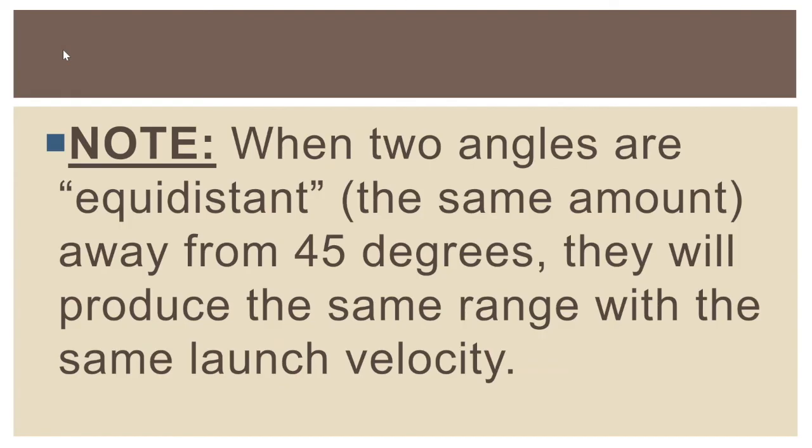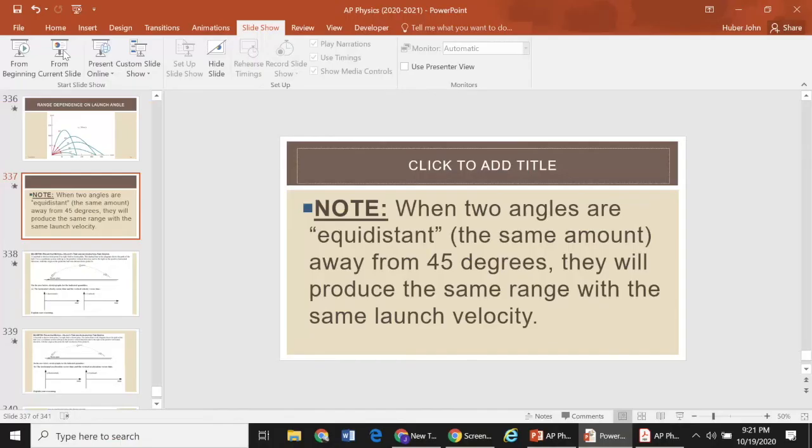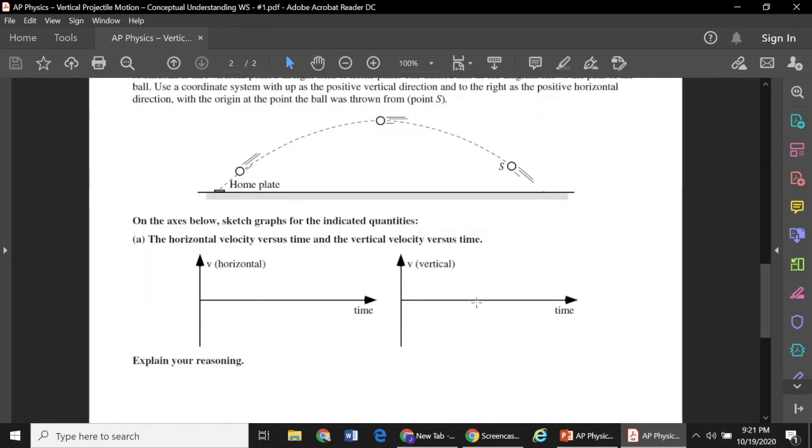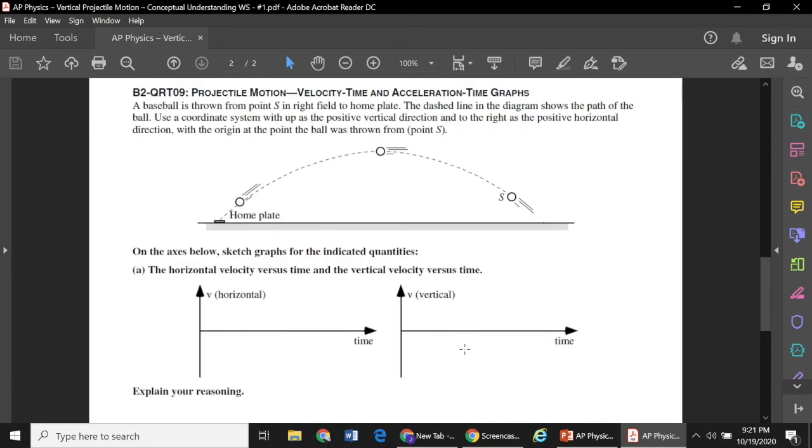Okay, so if you go back to the post on Google Classroom, you will see an attachment to that post, which is a worksheet entitled Vertical Projectile Motion Conceptual Understanding Number 1. And there are two questions on the sheet. One of them is on the front and one of them is on the back. And I'd actually like you to start with the one on the back.